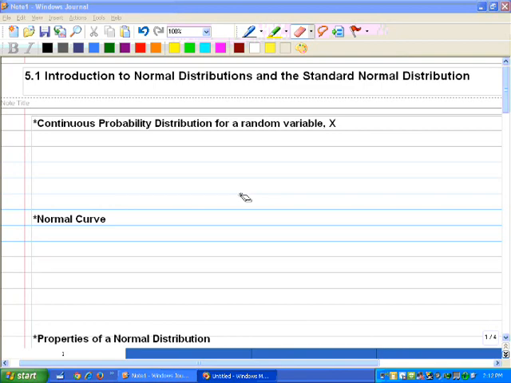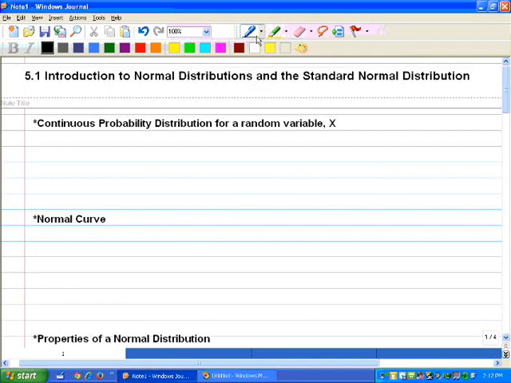In the last chapter, in chapter 4, we talked about discrete probability distributions. Today you're going to be introduced to the normal distribution, which is a continuous probability distribution. If you recall from before, in a discrete probability distribution, a random variable x had a finite number of values that it could take on. In a continuous probability distribution, a random variable x can take on any value in an interval.